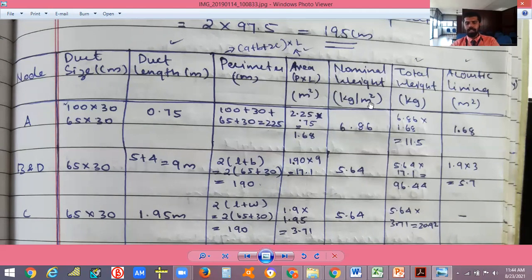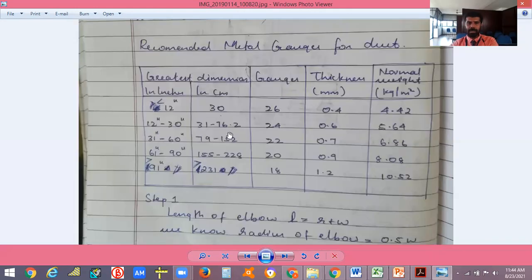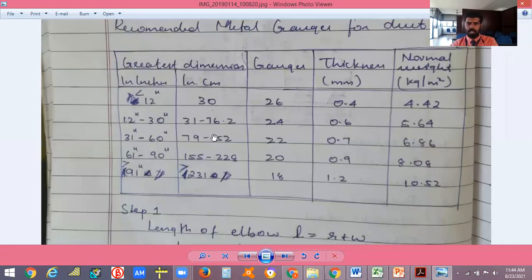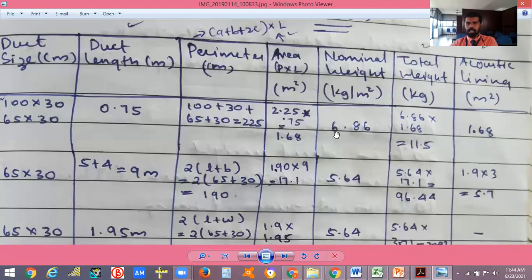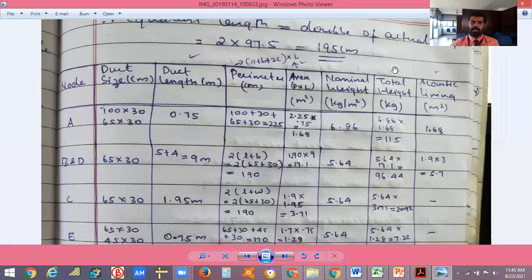Nominal weight, you go to the other table and find the largest dimension. And here the largest dimension is 100. That will be coming in between this range. So you find the appropriate nominal weight, that is 6.86, and give it here. Then multiply this 6.86 with the area, and you will be getting the total weight. Then give the acoustic lining. So acoustic lining, we know all the area of the reducer will be involved in acoustic lining. So give the same area here also. The same way, the second one is B and D.